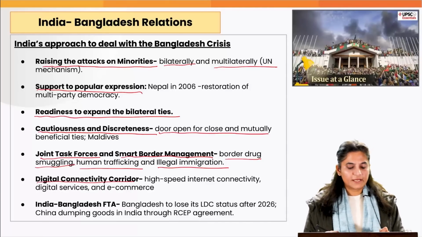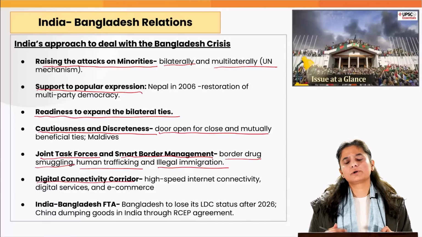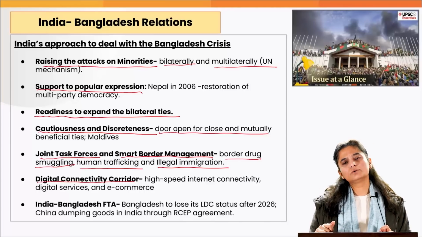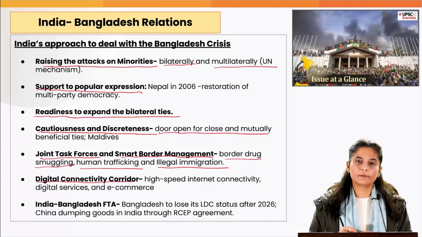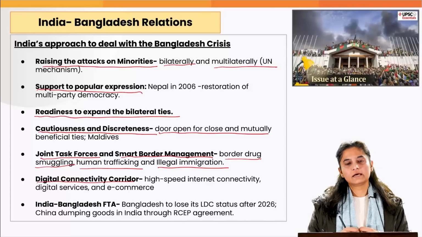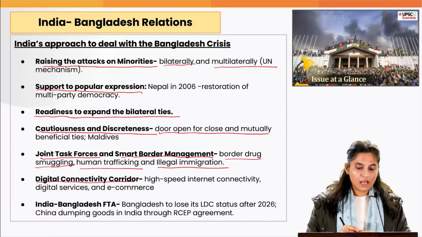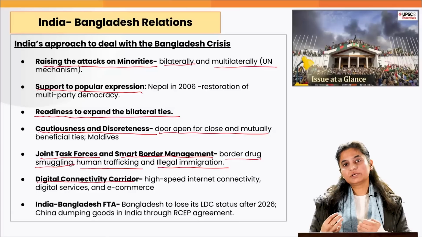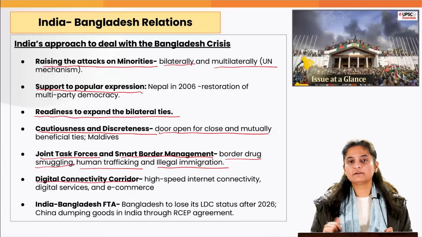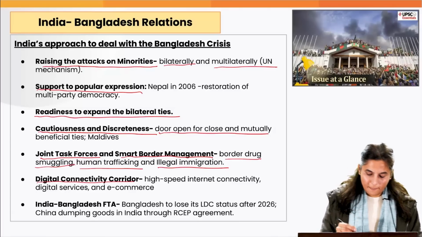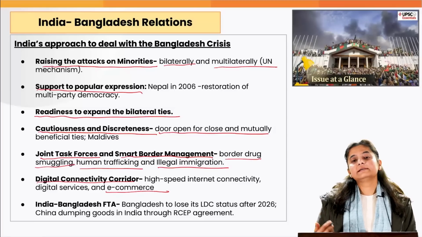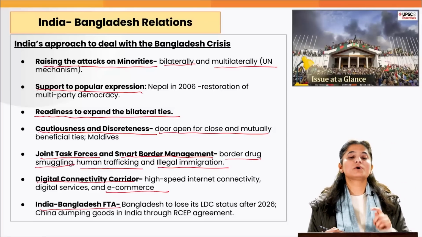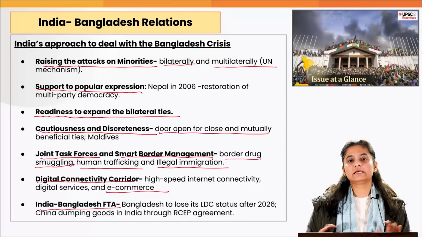Then the next step that we could take is a digital connectivity corridor. High-speed internet connectivity, probably in the form of optical fiber, could be laid that could not only generate jobs and employment, but also increase skills, enhance the relationship, and lead to the dissemination of good and right information across the borders. It could also increase e-commerce activities, generate more employment, and support the case for the FTA that has to be settled between India and Bangladesh.